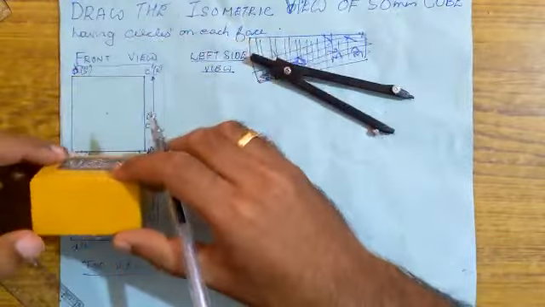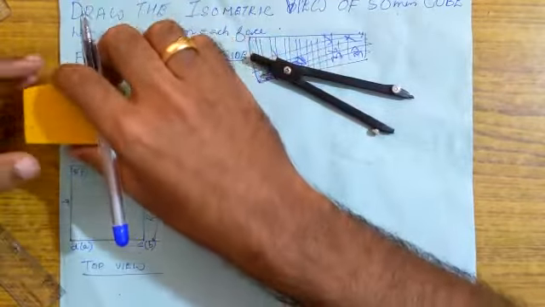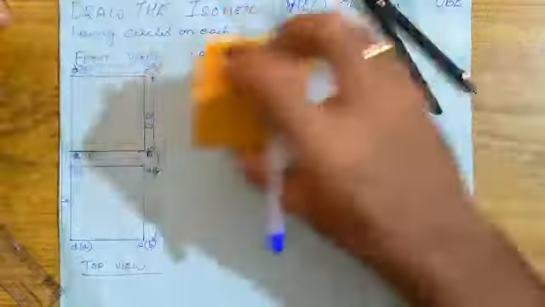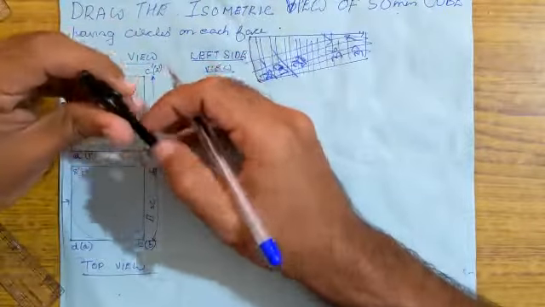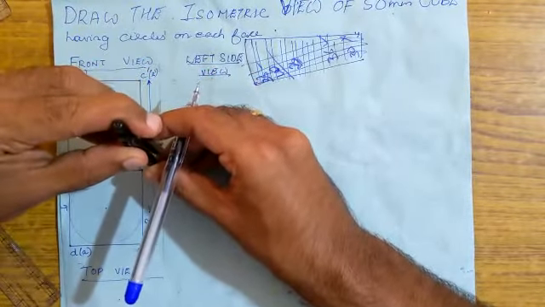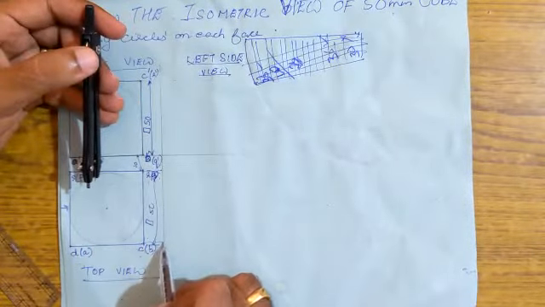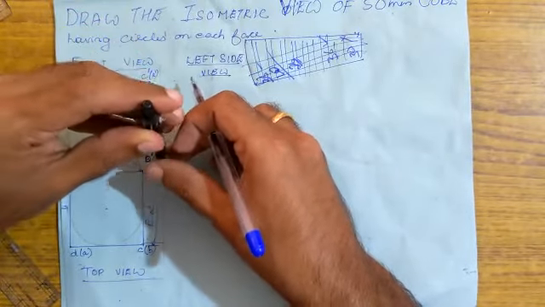So this is the top view, front view. I'm looking from this side, so that side view is going to be drawn over here. This is the front, this is the top, and I'm looking from the side. So I'm transferring that distance from the vertical plane to the right, and I'm rotating it.